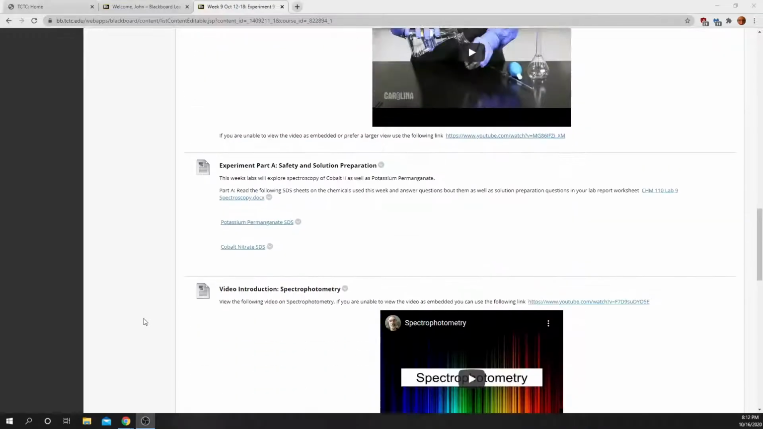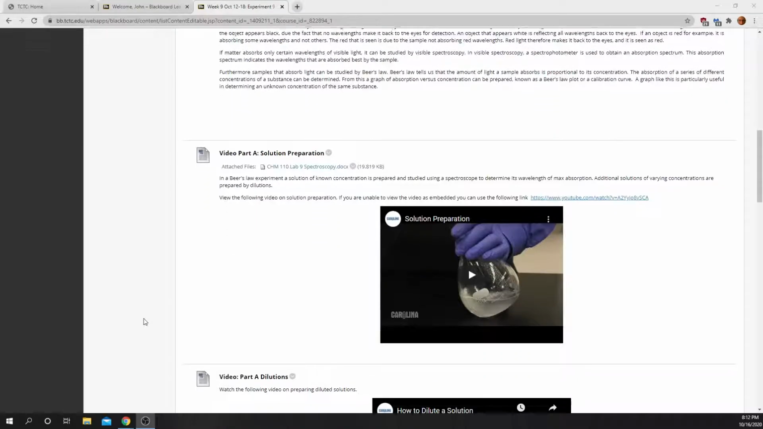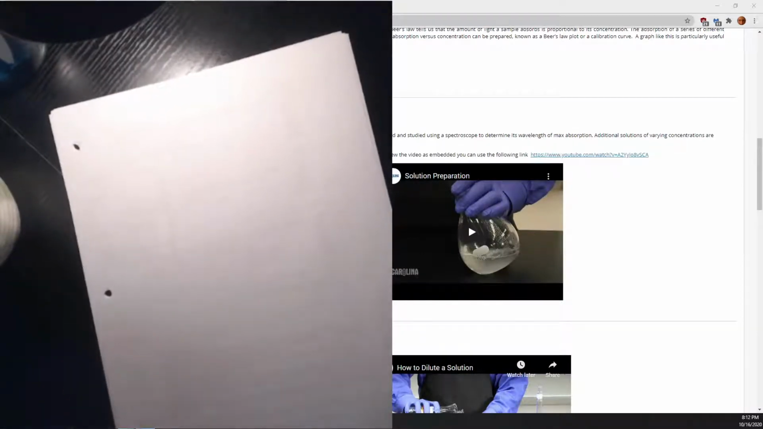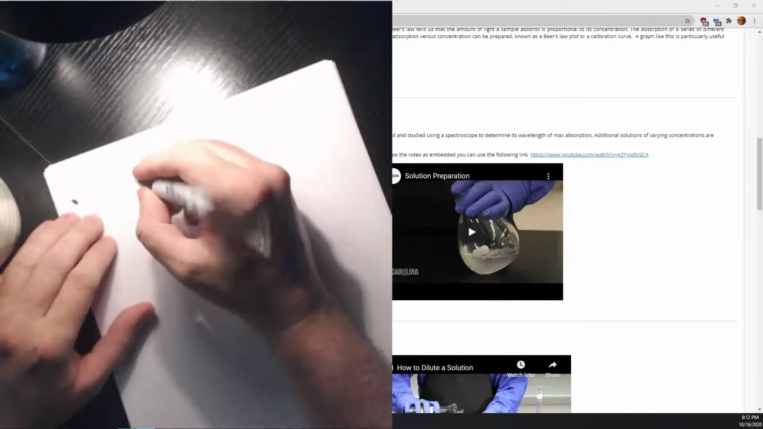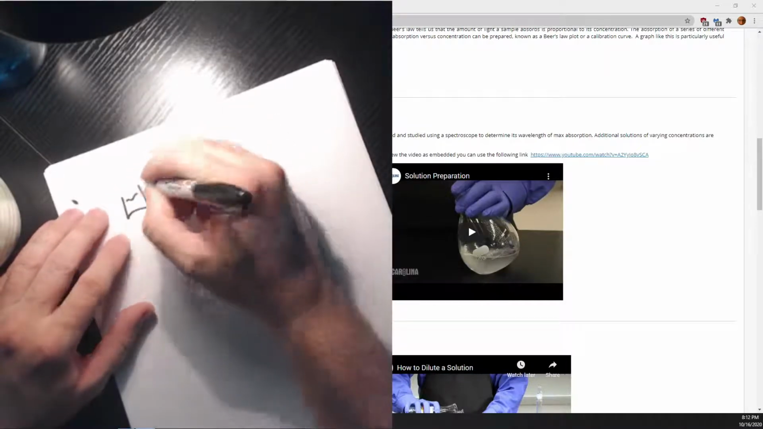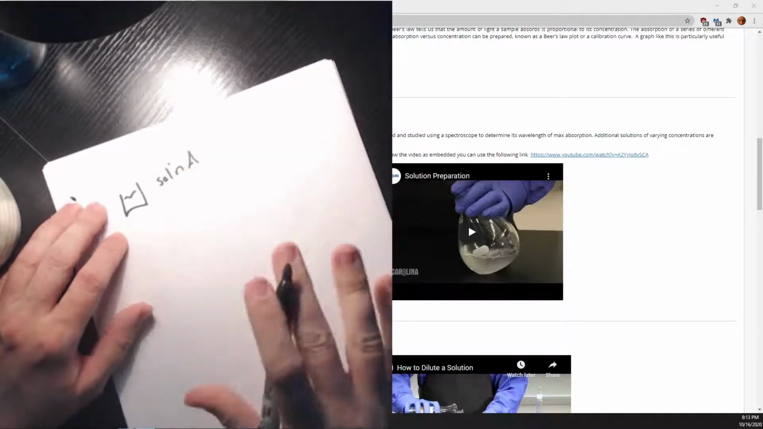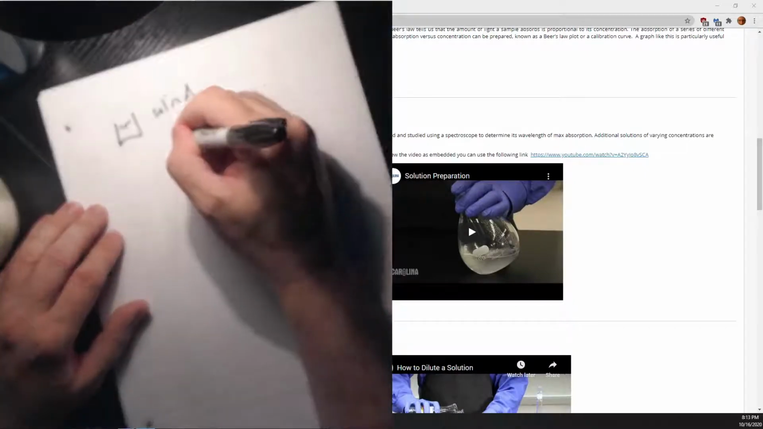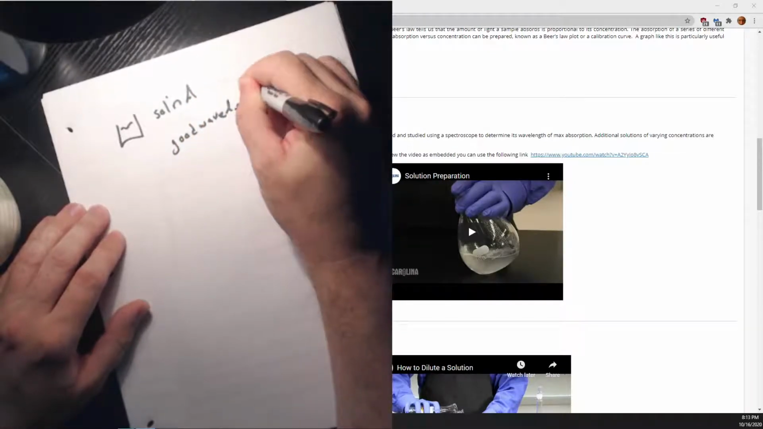you're going to make dilutions from that. Okay. So what you'll be doing is you will be measuring a couple of things. First you're going to use, just call it solution A, just some quantity, to find the good wavelength. Okay.